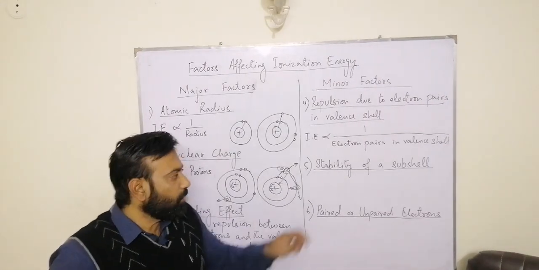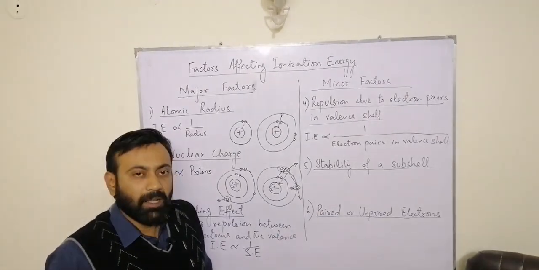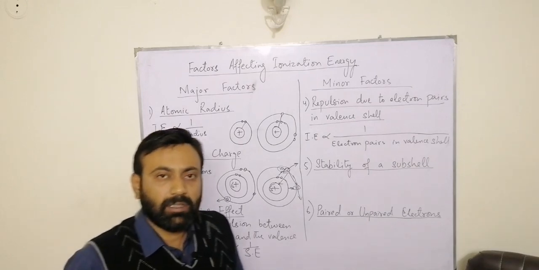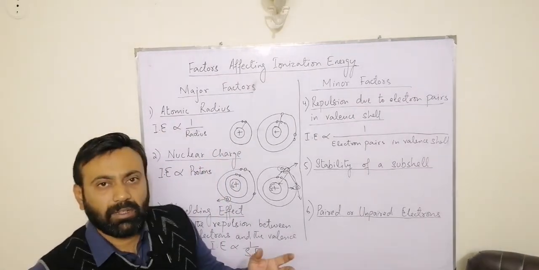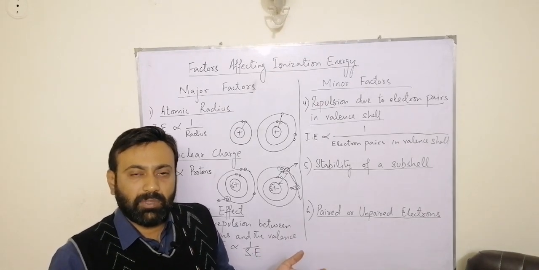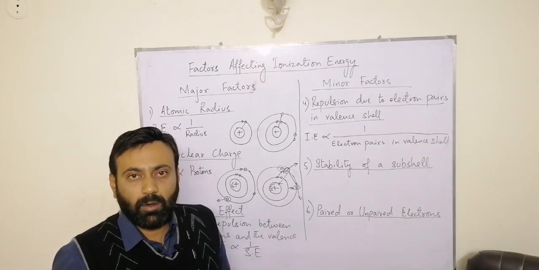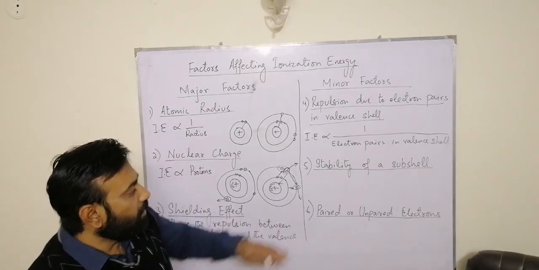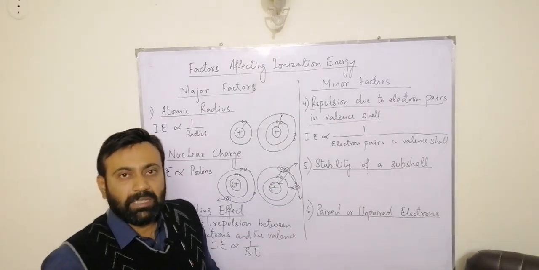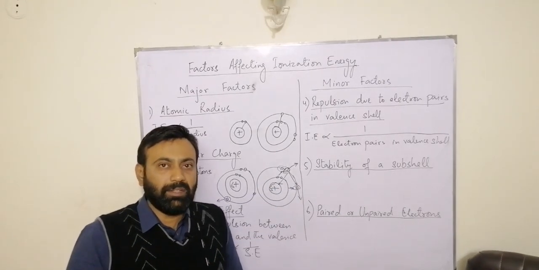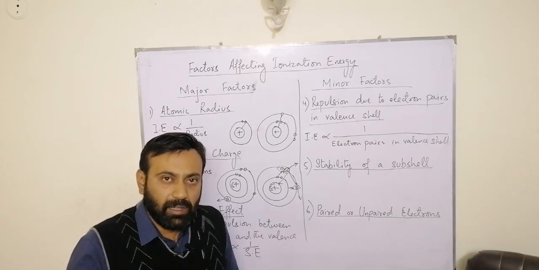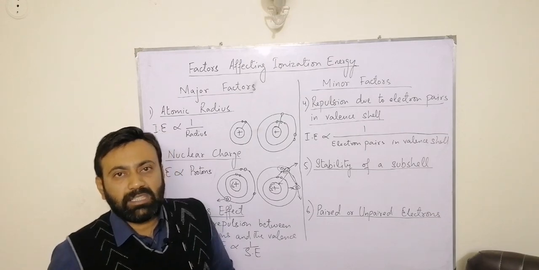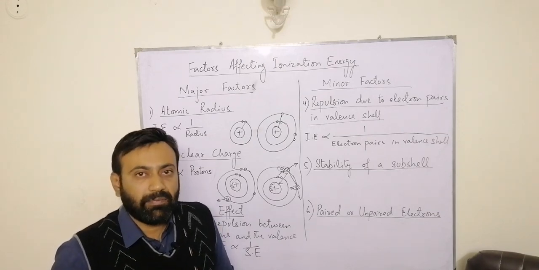Okay, now moving on to the stability of a subshell. Keep in mind we are talking about a subshell, not a shell. We are talking about a subshell, like either the s subshell or the p subshell or the d subshell. See, the stability of a subshell, what does it mean? A subshell is stable in two forms. It is completely stable when it is completely filled, and it is partially stable when it is half filled.